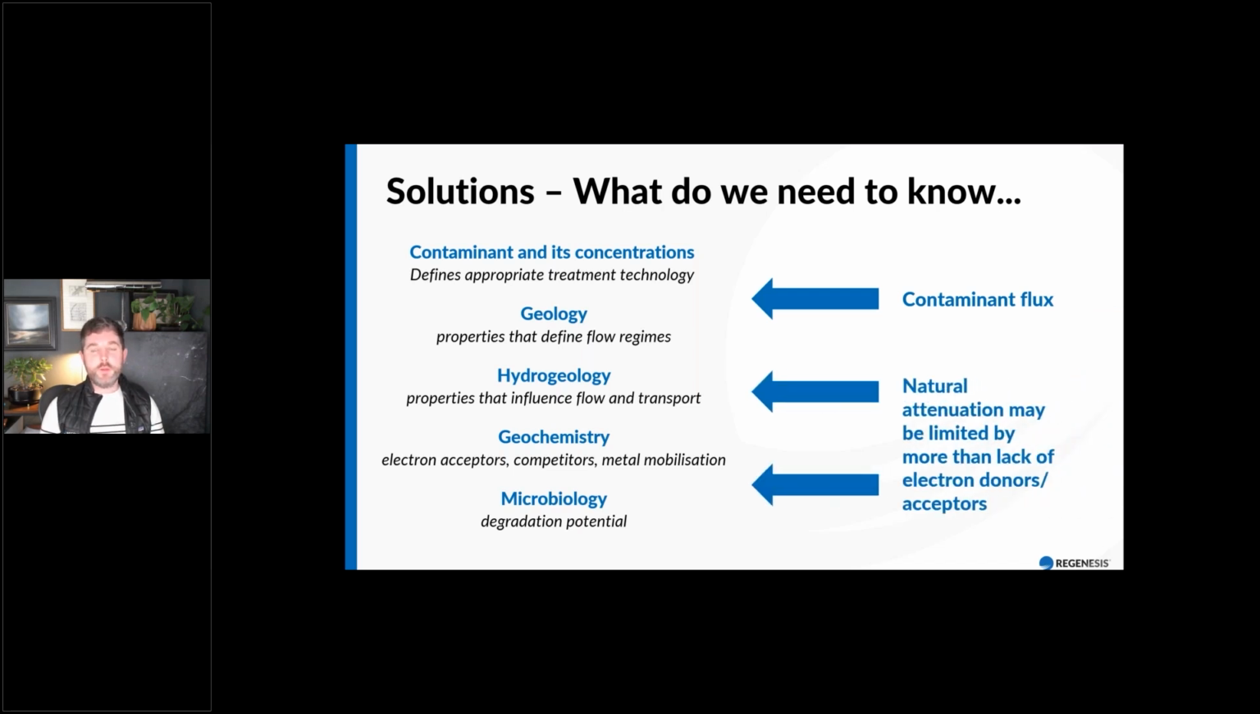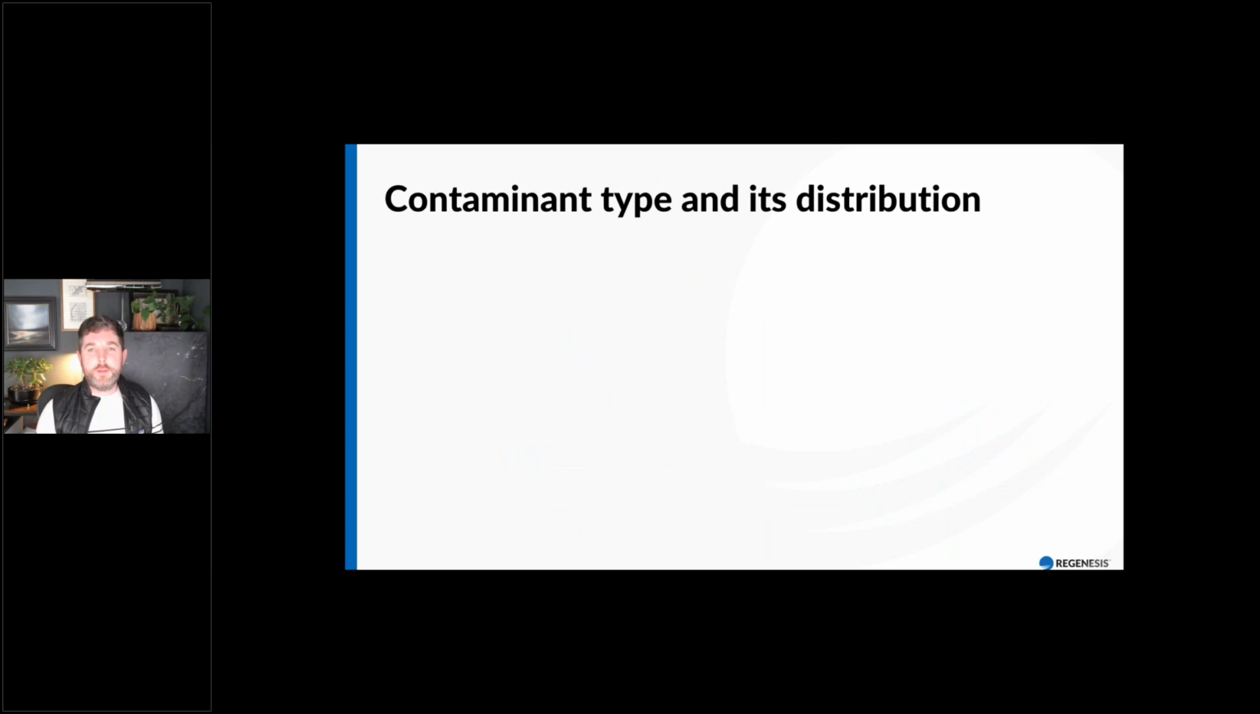And then we're going to be interested in the site's geochemistry and its microbiology. These things can affect the processes of natural attenuation. And particularly if we're looking to hit quantitative remedial targets, so we've got a number to hit, and if that number is low, chances are we're going to be reaching for some sort of enhanced natural attenuation technique. So I'm going to take you through all of these. So the contaminant type and its distribution.